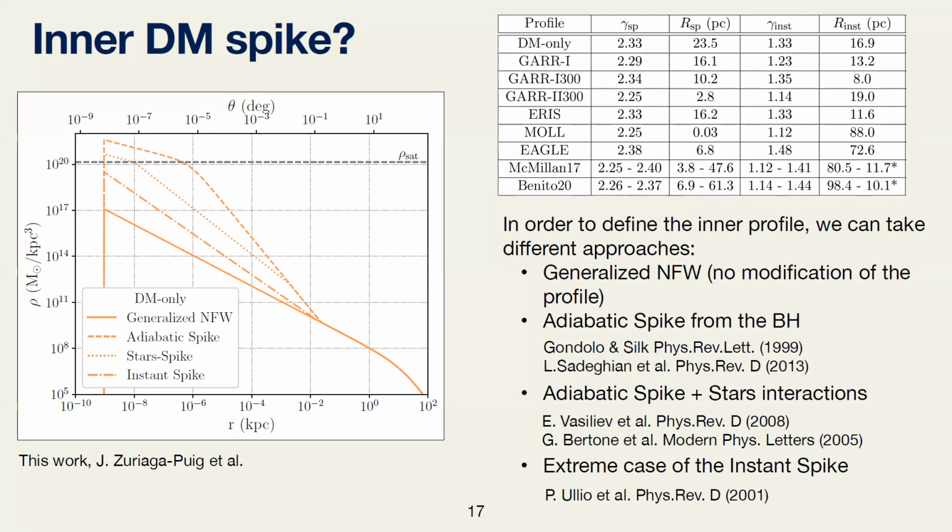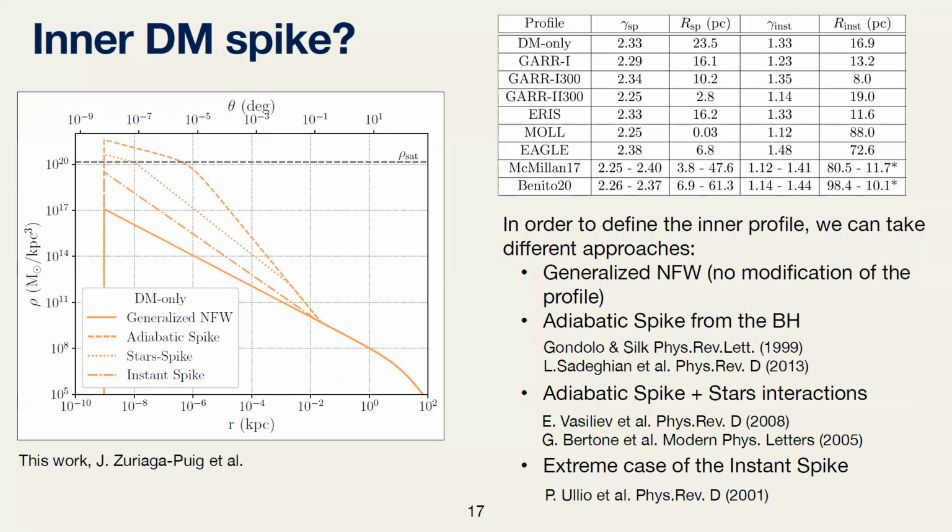Then what happens if we have an inner dark matter spike? In our case, we're using three different spikes whose shapes we can more or less compute. We have the adiabatic spike coming from Gondolo and Silk, basically. Then we have what happens if the adiabatic spike also takes into account the interaction with the stars, which is this dotted line right here. So this dashed line, the first one, is the most cuspy spike possible, which is the adiabatic. Then we have the stars spike, which flattens the spike a little bit, as we can see. And then the instantaneous spike, which is the extreme case of the instantaneous formation of the spike, which is this dot-dash line right here.